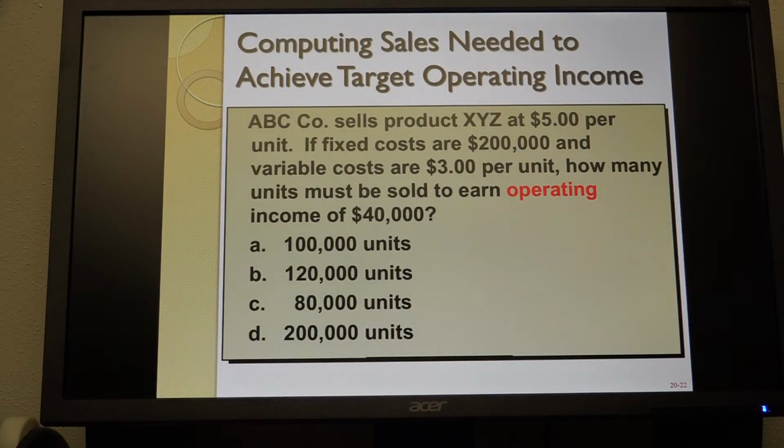So anyway, ABC company sells product XYZ at $5 per unit. If fixed costs are $200,000 and variable costs are $3 per unit, how many units must be sold to earn operating income of $40,000?